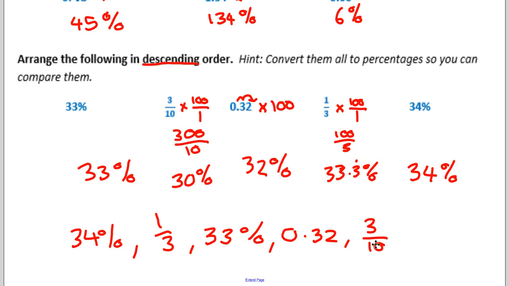Double check that I put it in the right order. Yes, I made it from biggest to smallest, descending, going down. If it said ascending, I should do it the other way around. It's very common for people to get this a bit muddled. Okay, so thanks very much, and that's the end of the lesson.